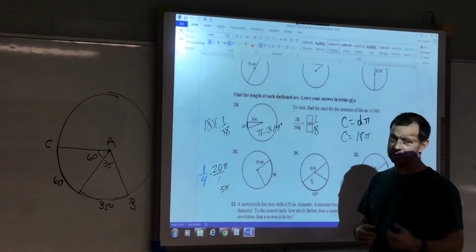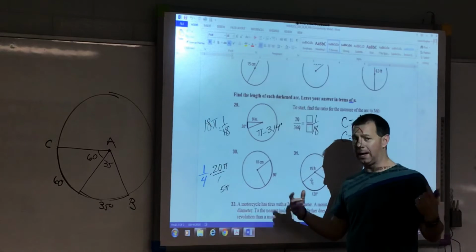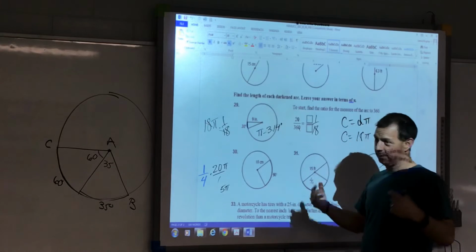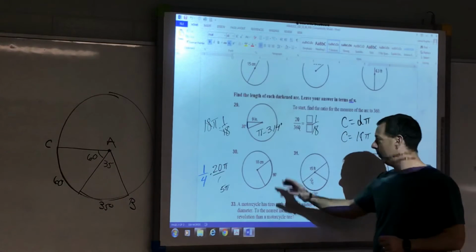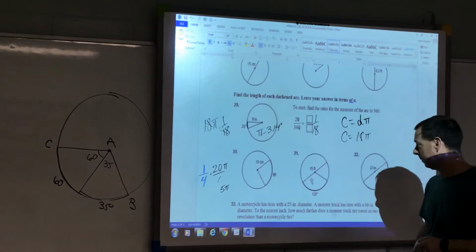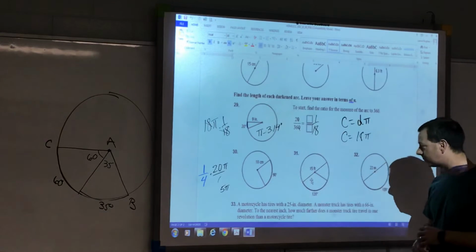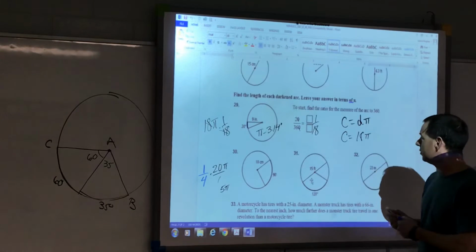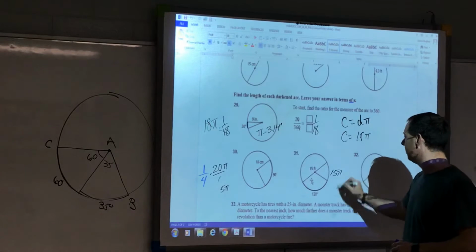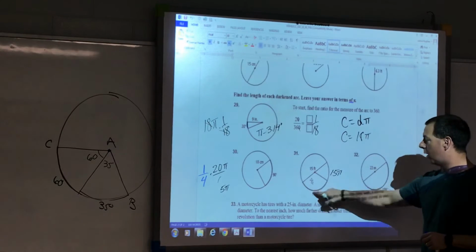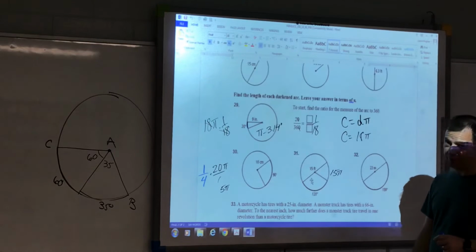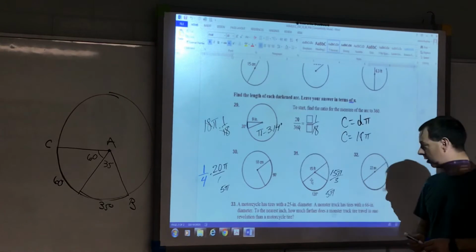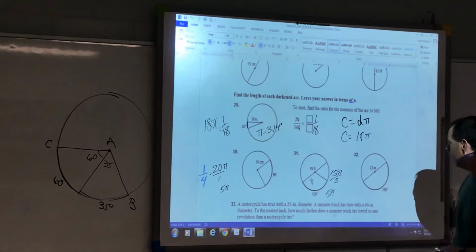Sometimes you'll be asked to answer in terms of pi. If so, bam, there it is. If not, then I'll actually multiply 5 times pi, 15 point something, which would give me the length of that in centimeters. For number 31, this time it tells me my diameter. My diameter is 15, so therefore the circumference is going to be 15 pi. 120 degrees is 1/3 of the circle. So if I divide that by 3, once again, that arc length is 5 pi.